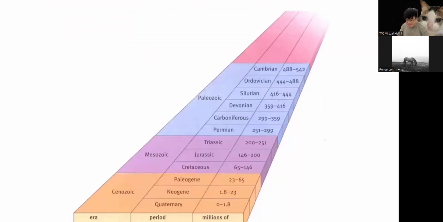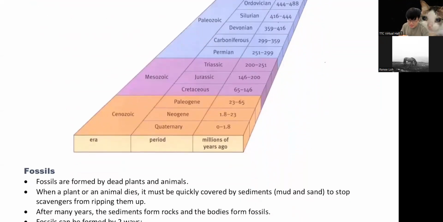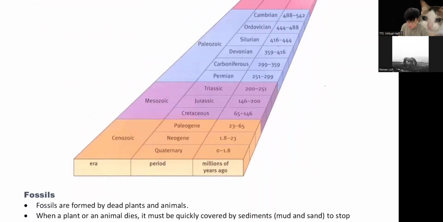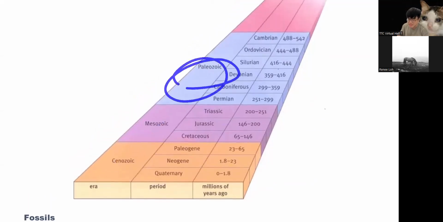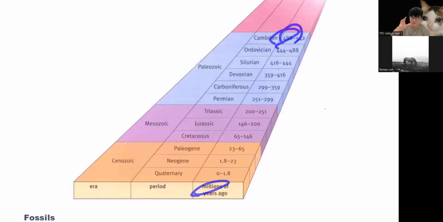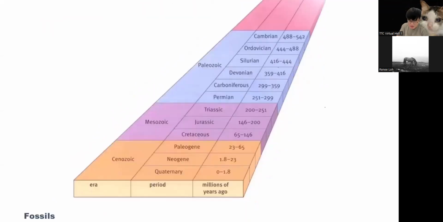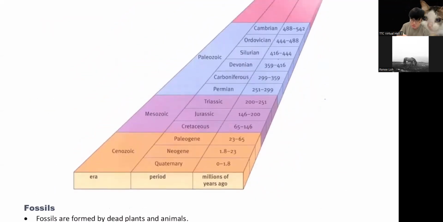Okay, so this is what happens though. The oldest time we know, we divide into three different eras. The first one we call Paleozoic. This is what we believe is the oldest age. You see, 400 something millions of years ago, that's around 4.5 million years ago, roughly around that time. So this is what we think is the oldest.